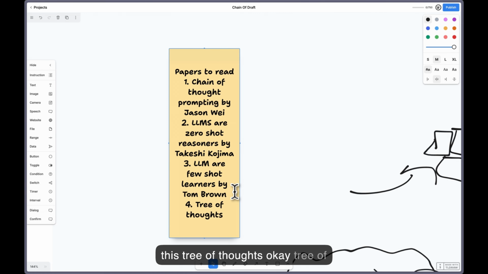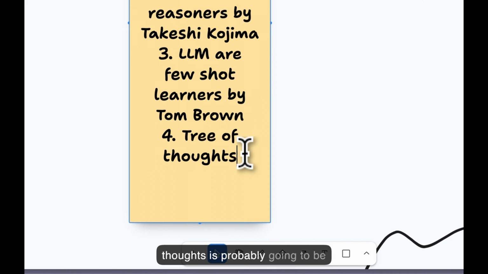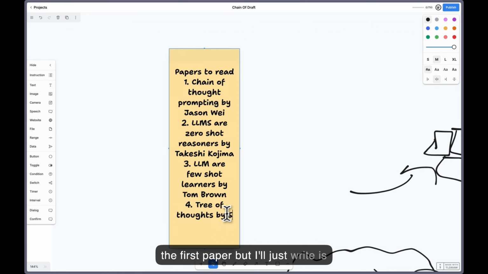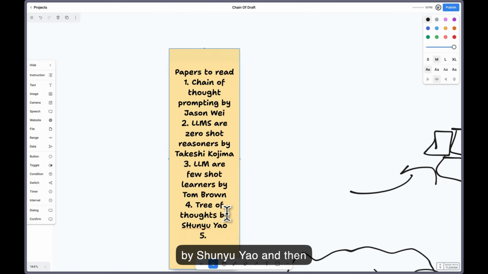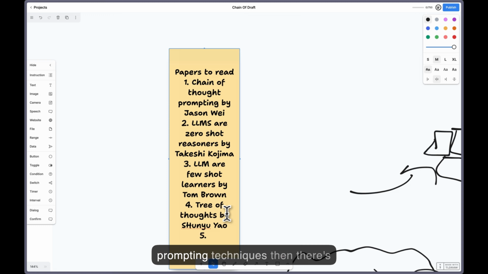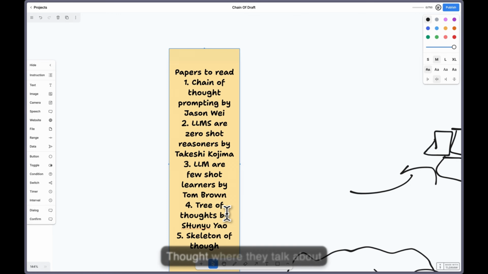tree of thoughts. Okay, tree of thoughts. If you just search up tree of thoughts, it's probably going to be the first paper, but I'll just write, it's by Shunyu Yao. And then another one, if you want to get into these thought based prompting techniques, is Skeleton of Thought, where they talk about parallel decoding. This is by Sufei Ning.